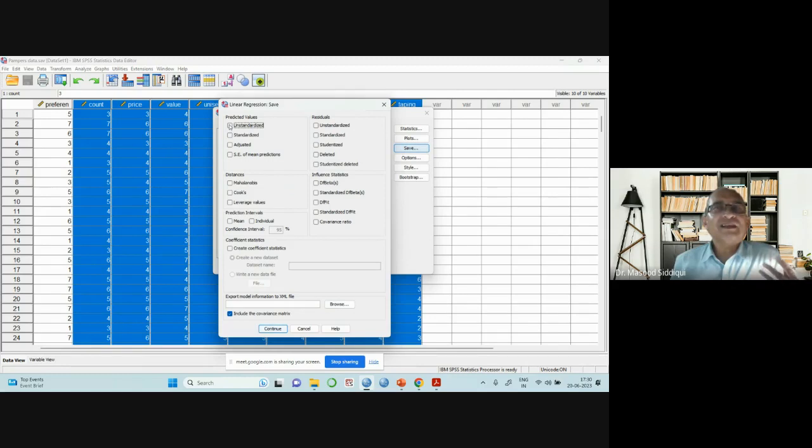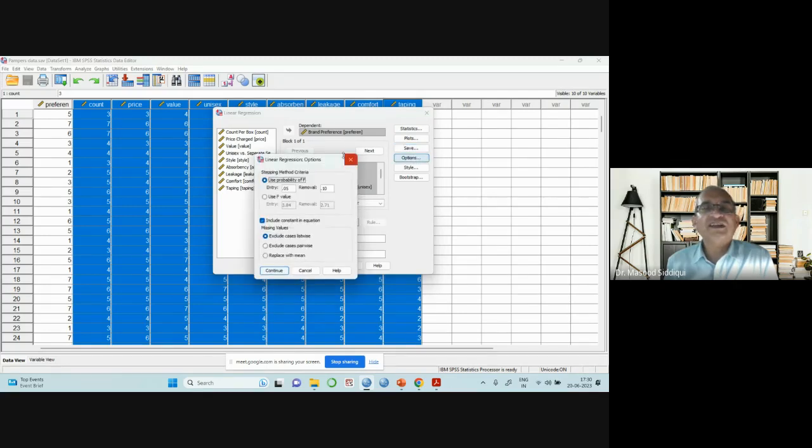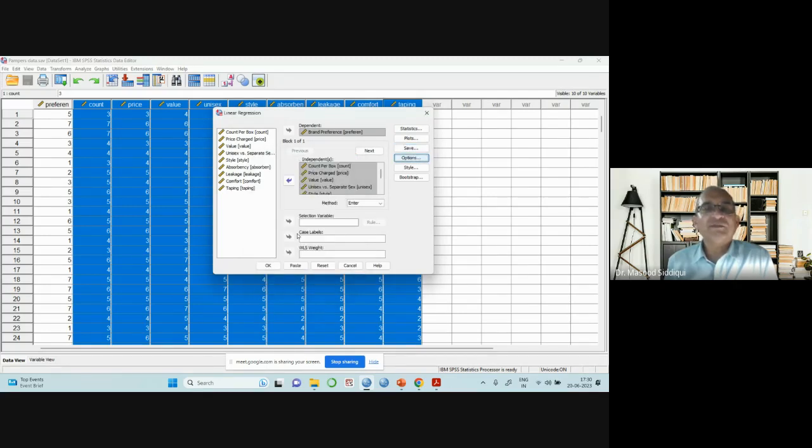Then saving is not required, but just for teaching purposes, I am saving predicted value as well as residual value. Though this is not required for a normal study, just for demonstration purposes, I am taking standardized predicted value, unstandardized predicted value, and unstandardized residual also. I will be explaining what they mean. Right? Options are not required. Already things are there. Then we press OK.